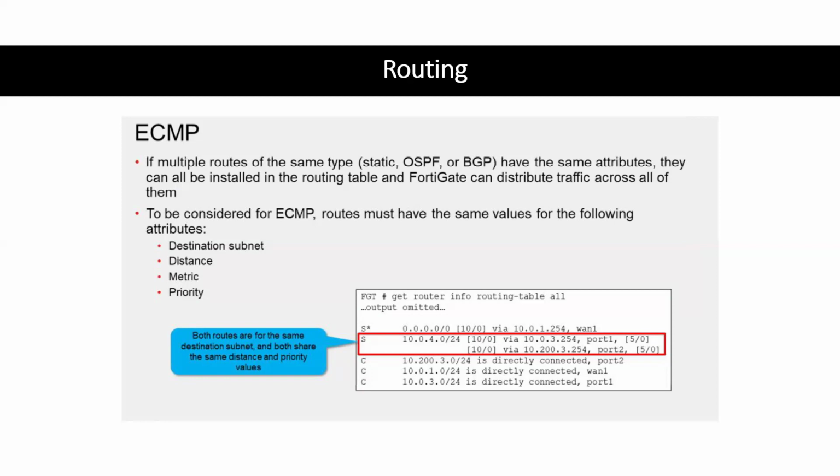Well, what the FortiGate is going to do is install all of those routes into the routing table. And it's going to load balance, meaning sharing the load of that traffic across all of the routes. And what is this called? This is called equal cost multipath routing.